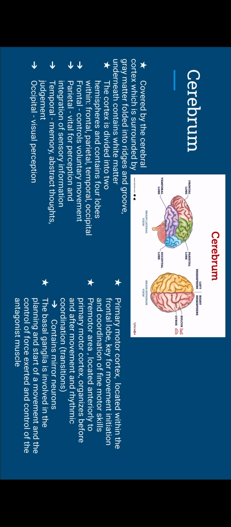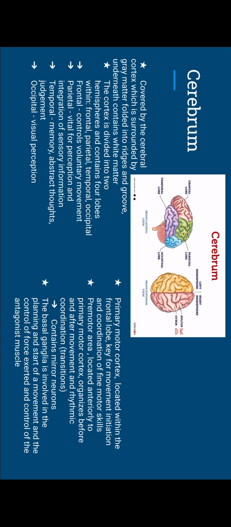The frontal lobe is the primary controller of voluntary movement. The parietal lobe is vital for perception and integration of sensory information. The temporal lobe is in charge of our memory, our abstract thoughts, and our judgment. And the occipital lobe is in charge of visual perception.